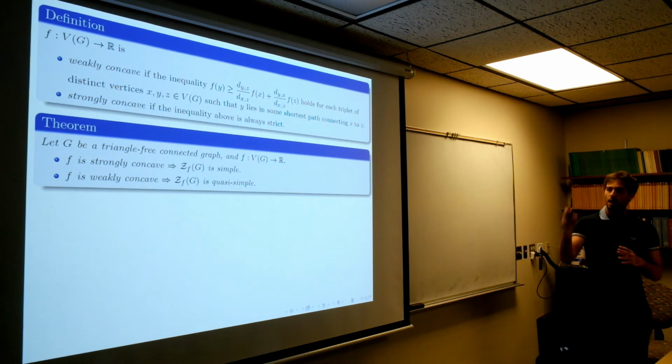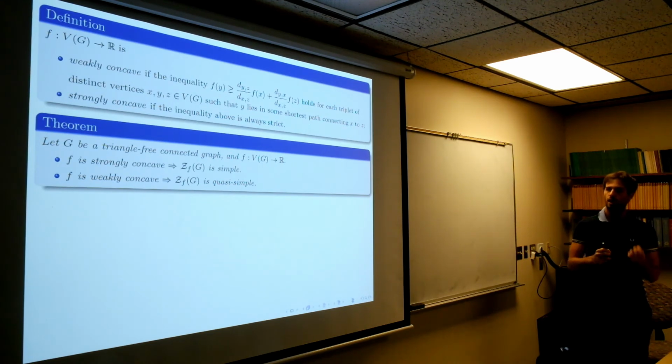Then, given a function f from the vertex set of G to R, if f is strongly concave, then the center is simple. And if f is weakly concave, then the center is quasi-simple. So it's almost the same as in the continuous case.